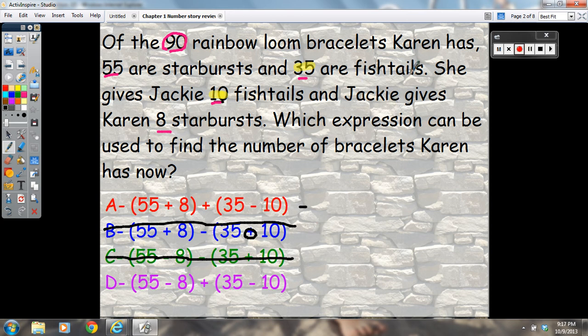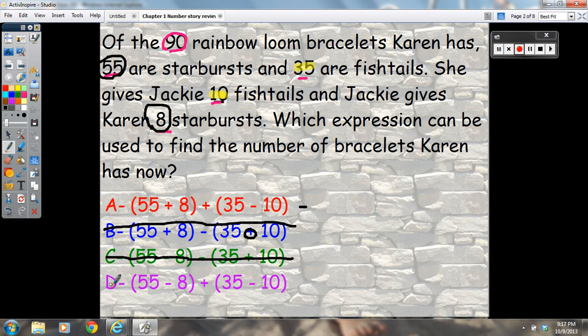Now, I need to take a look at the other part of this, because after Karen gives Jackie 10 fishtails, Jackie winds up giving Karen 8 starbursts. I go back and I look, and I say, okay, Karen had 55 starbursts to start out. If Jackie gave Karen 8 starbursts, I know from my practice that if she's giving her 8 more, that has to show addition. A numerical expression has to show addition. So I'm also looking for 55 plus 8.